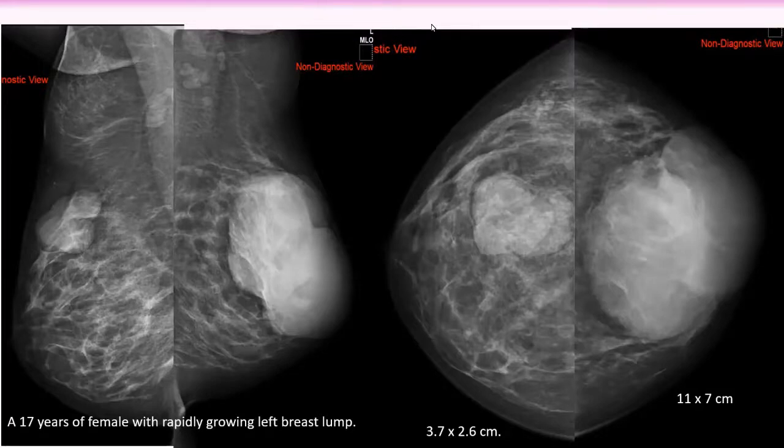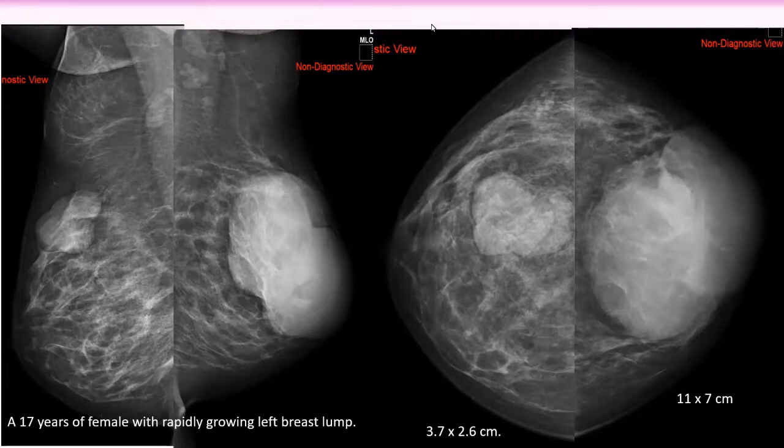Can you see the skin? No, I couldn't appreciate the skin and nipple also. There are multiple axillary lymph node enlargement, not specific. Non-specific lymph nodes, okay. There is a similar smaller lesion in the contralateral breast.